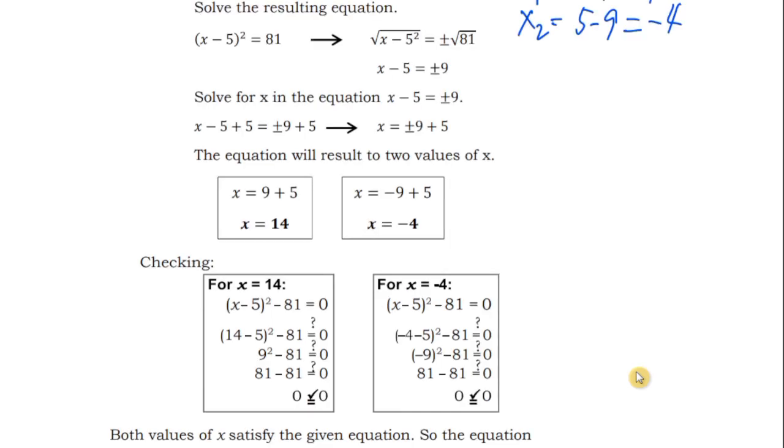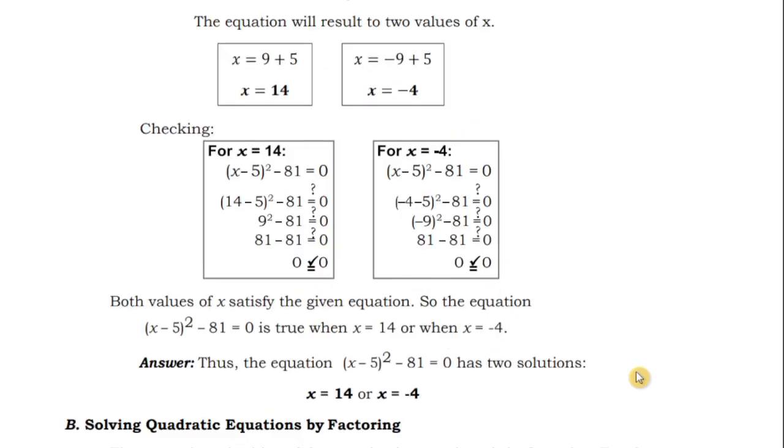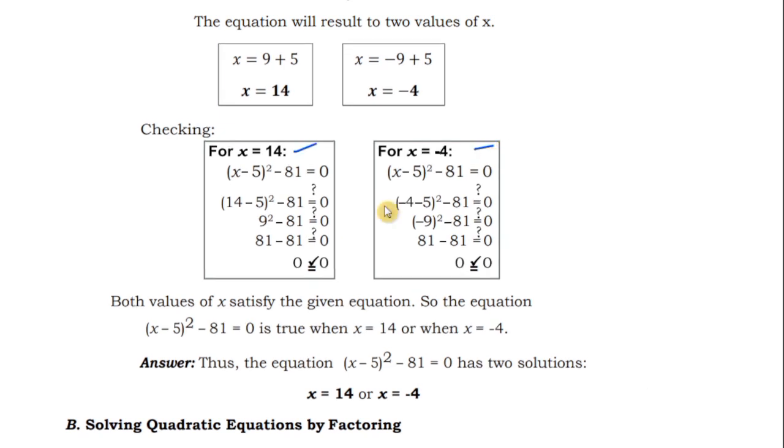So if we're going to check further our situation, since we have now the 14 and the negative 4 as the values of x. So 14 minus 5, we have here 9, square of 9 is 81, minus 81 is 0. The other one is negative 4 minus 5, and that is negative 9. The square of negative 9 is 81, minus 81 is 0. So we could say that the values of the given quadratic equation, which is x minus 5 quantity squared minus 81 equals 0, are 14 and negative 4, two solutions. Take note, we could have at most two solutions if the given equation is in the form of a quadratic, or highest degree of 2.